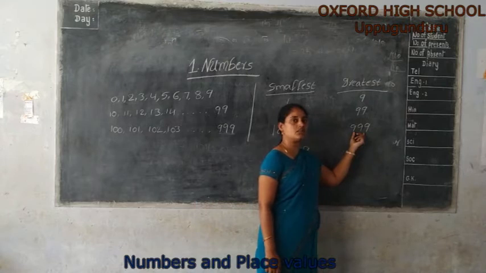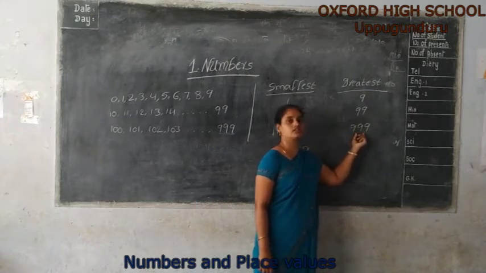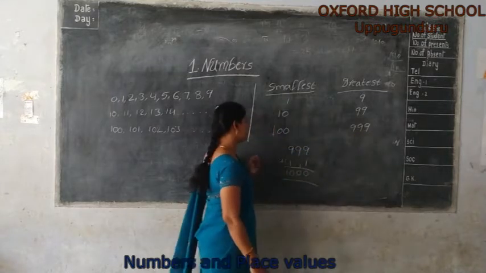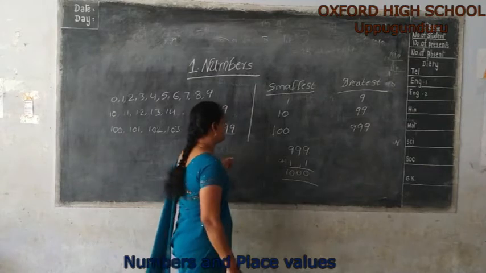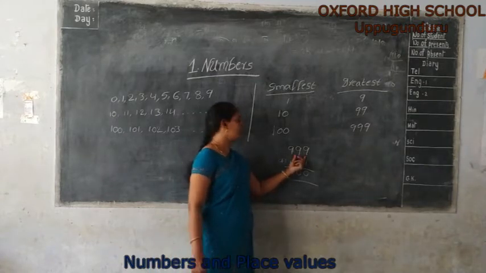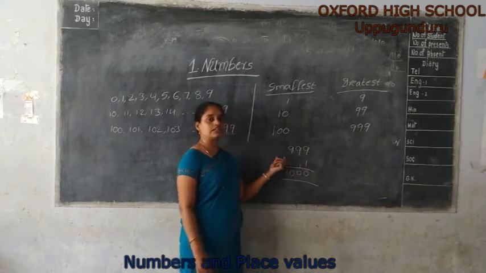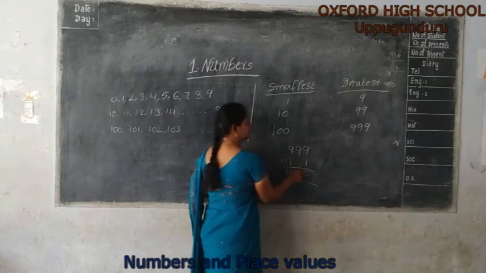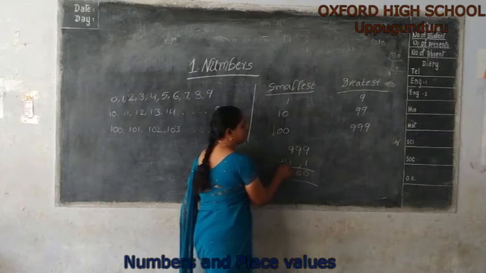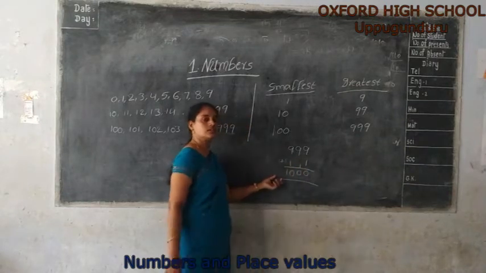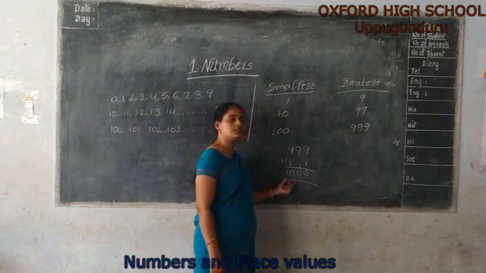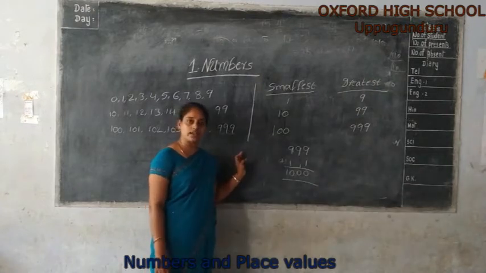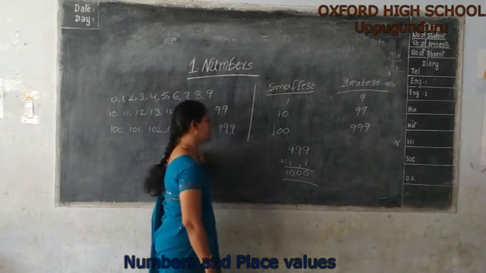Greatest 3 digit number is 999. The greatest 3 digit number add 1 more value: 9 add 1 is 10. Now this value is 1000. 1000 is the smallest 4 digit number.